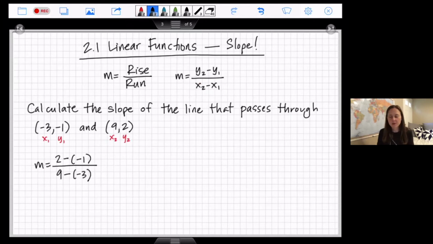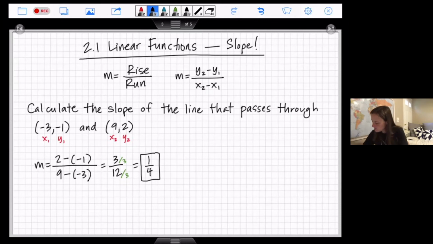And just do a little arithmetic, right? Negative negative makes 2 plus 1. And 9 minus a negative 3 makes 9 plus 3, which is 12. And we can reduce that, right? Those are both divisible by 3. So let's divide by 3. And I get my slope is 1 over 4. Okay, so let's just plot those 2 points and that line and think about what a 1/4 slope means.